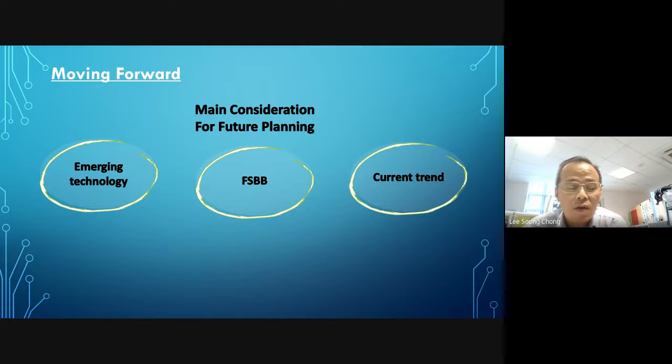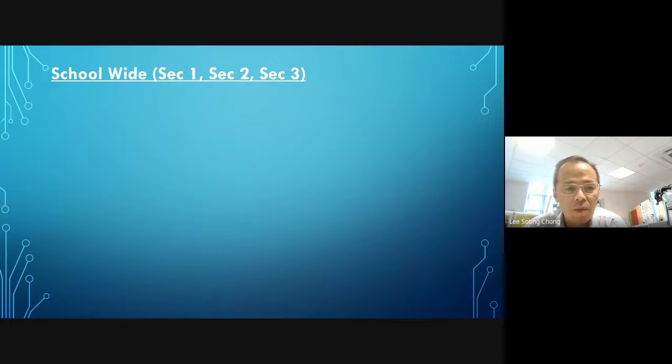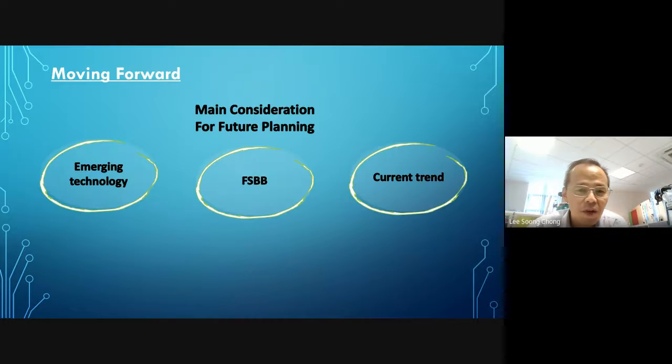Our Sec 1 classes are all heterogeneous. They consist of Express, Normal Academic and Normal Technical students, so they are actually heterogeneous classes. Our ALP lesson will need to cater to all these students as well.